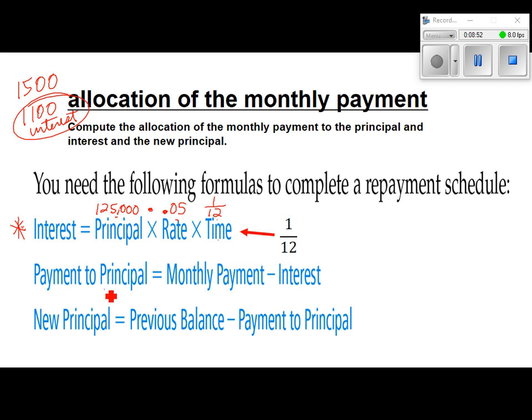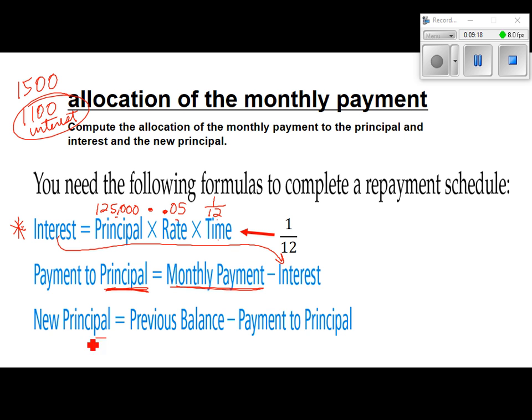The amount that went to the actual loan or to the actual principal, you take the answer that you got from up here, and you subtract it from what your actual monthly payment was, and that'll tell you how much of it went to principal. How much of it actually went to pay off your loan, and not just the interest that the bank or the loan company is charging you.